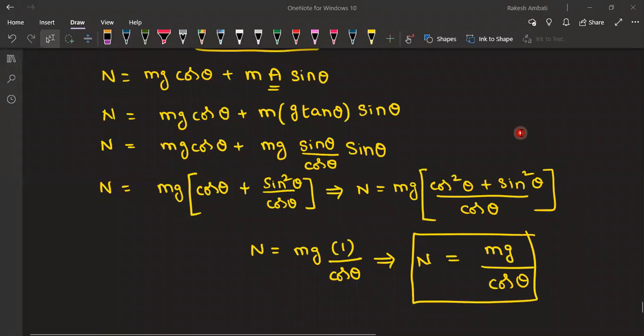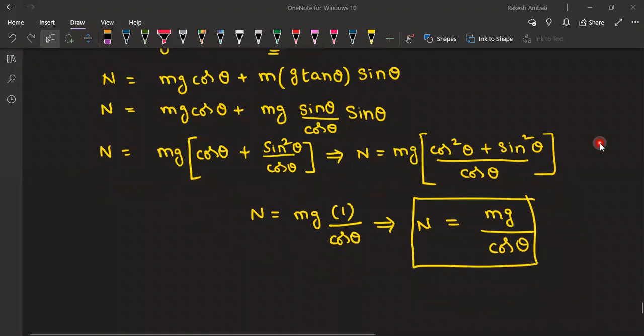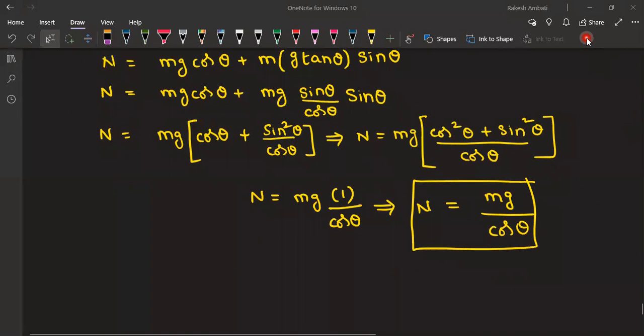So mg sec theta is also a correct answer. Mg upon cos theta or mg sec theta, both are correct. This is also nothing but mg sec theta.